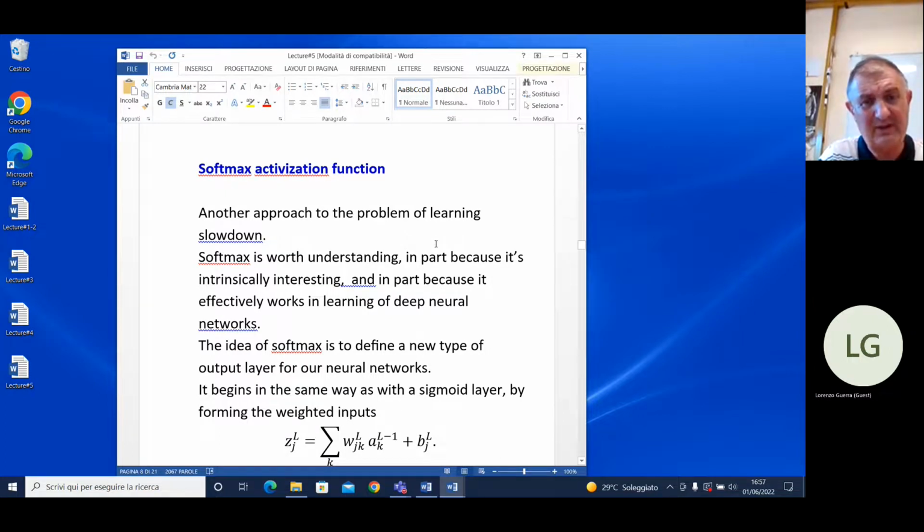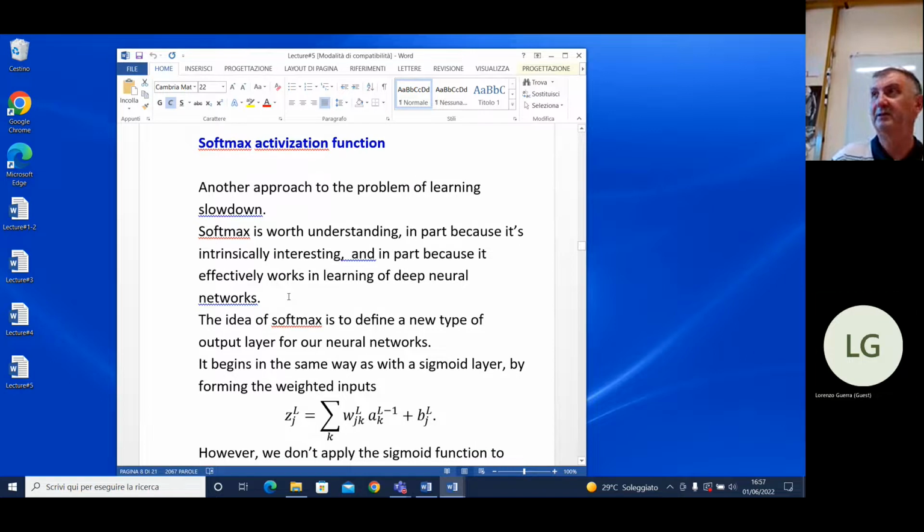The softmax activation function is an alternative approach to the problem of learning slowdown. Softmax is worth understanding in part because it is intrinsically interesting, but also because it works effectively in the learning of deep neural networks. It is a very good idea to use softmax activation in some layers to optimize the procedure of deep learning in complex deep neural networks with a big number of intermediate hidden layers.